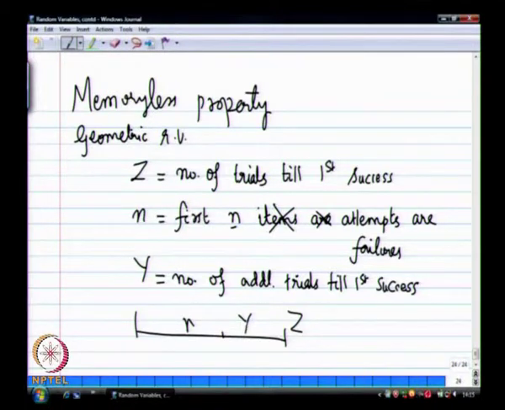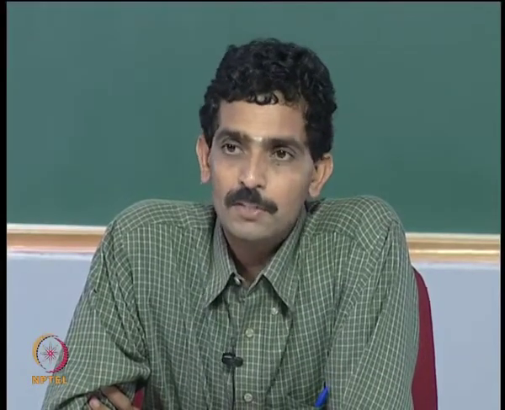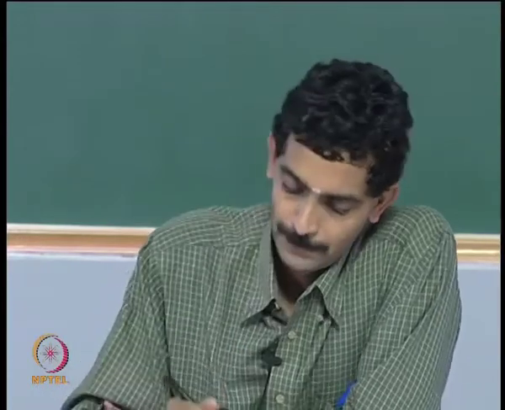So after n plus y, I will get the first success. I am trying to find out what the distribution for this variable y is, given that we know the first n are failures. We are trying to show that y is independent of n, that the distribution for y is the same as the initial distribution. The initial distribution for z we know: p times q to the power z minus 1, or whatever variable we are using. We will do that as a conditional probability.